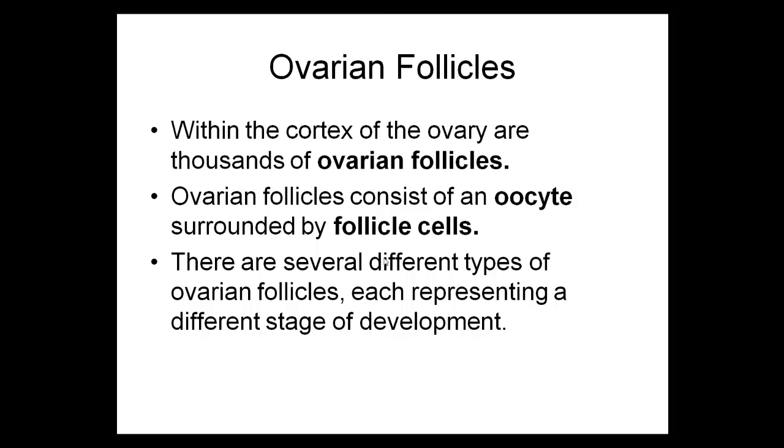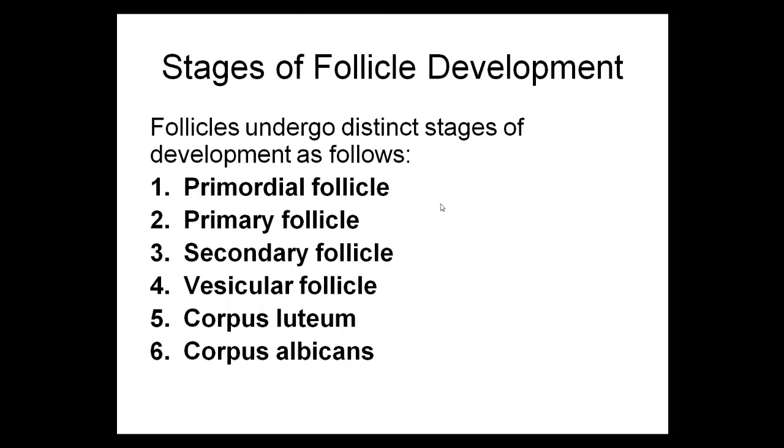And it will be surrounded by follicle cells, and those follicle cells will change names according to the stage. The development of a follicle is referred to as folliculogenesis. So the stages of folliculogenesis will go from primordial follicle into primary follicle, then secondary, vesicular, and then corpus luteum. And when the corpus luteum dies, it gives you a white tissue called corpus albicans.